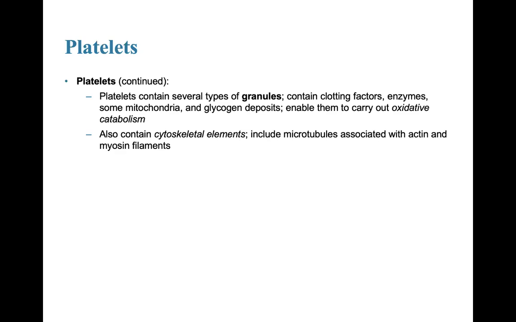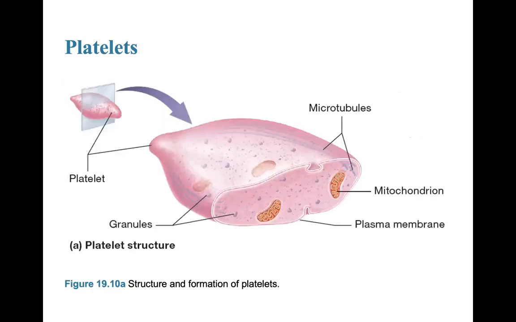Platelets will also contain cytoskeletal elements, which include microtubules, which will be associated with actin and myosin filaments. And here's a typical platelet. It's really just a cell fragment that has some of those mitochondria, the microtubules. But again, it really has a lot of those clotting proteins and enzymes that will be very important in the whole hemostasis process.